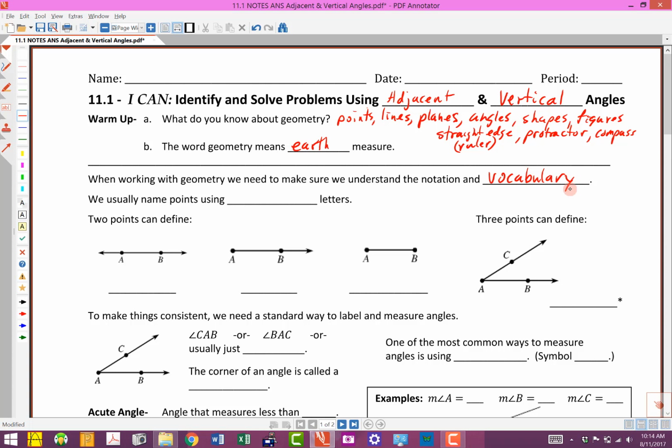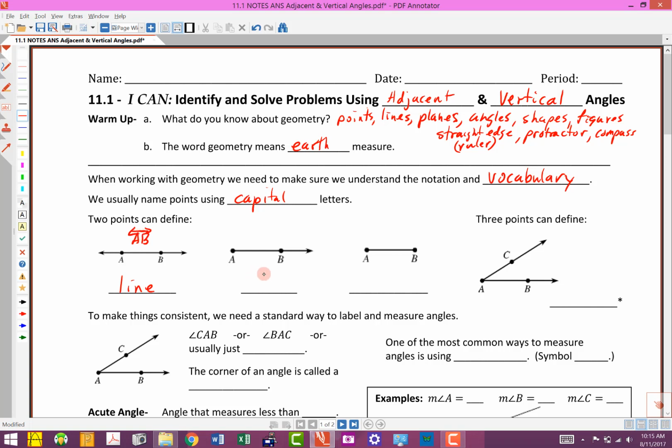So we're going to start out just reviewing some things. We usually name points, because that's about the most basic geometric figure, using capital letters. And you'll notice that I've got some points down here, and we've got 2 points, A and B right here, and these 2 points define a line because there's an arrow on each end. And the way we would indicate that line is we'd write AB with a line over it. That's the notation that we'd use for that.